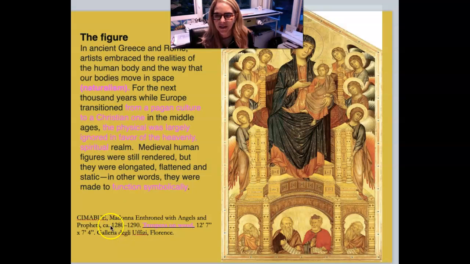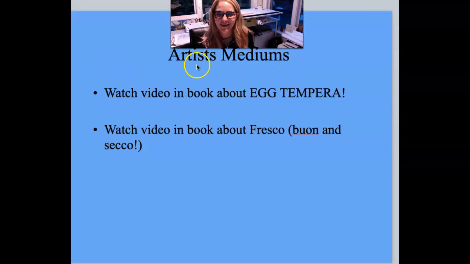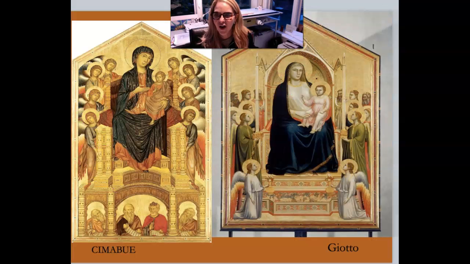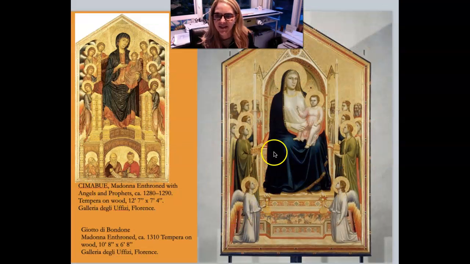So look at the date, 1280 to 1290. She's made of tempera, and tempera is a new medium, and there's a really cool video in your book about tempera. Basically, it's made from egg. That's the medium that holds the colors together. And so 1280 to 1290, right? And all of a sudden you have this one by Giotto, which is only 20 or so years later.